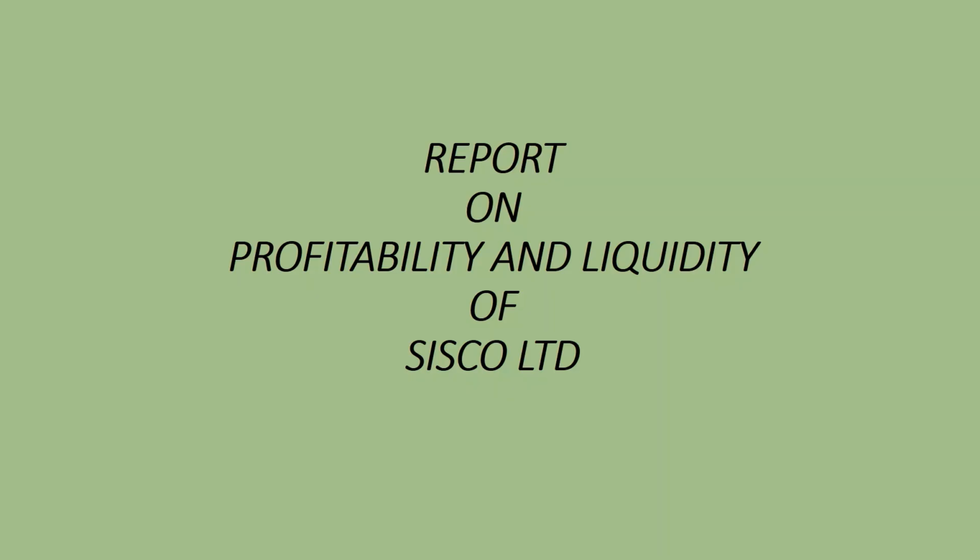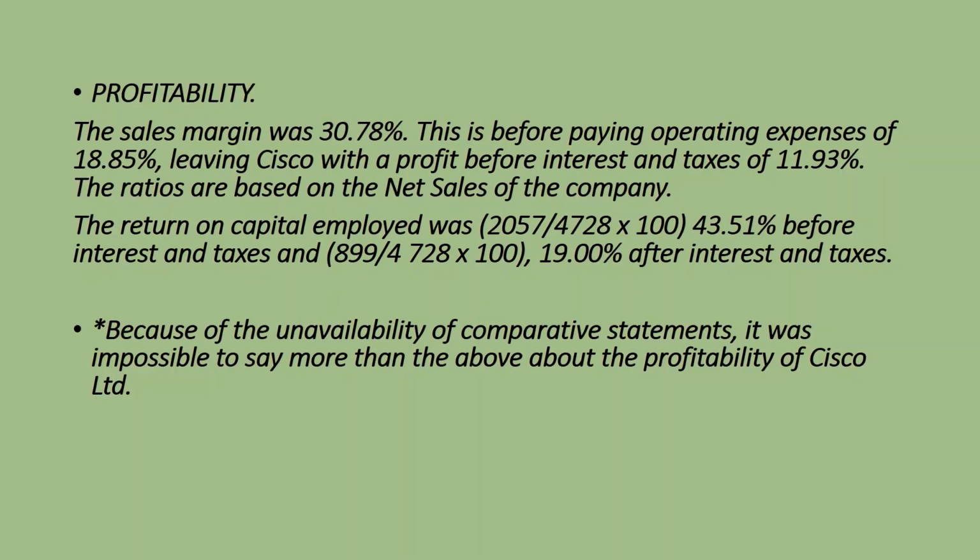Okay, let's take a look at the report on the profitability and liquidity of Cisco Limited. We'll look at first at the profitability, and the sales margin was 30.78% as the gross profit percentage. This is before paying operating expenses of 18.85% and leaving Cisco with a profit before interest and taxes of 11.93%. The ratios are based on the net sales of the company.